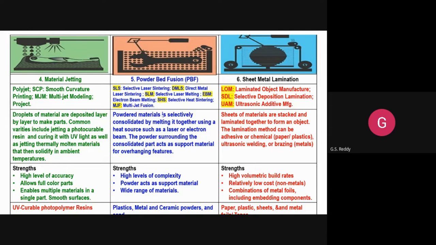The next one is sheet lamination. It's also known as LOM, laminated object manufacture, SDL, selective deposition lamination, and UAM, ultrasonic additive manufacturing. In this process, sheets of material are stacked and laminated together to form an object. The lamination method can be adhesive or chemical for paper and plastics, or ultrasonic welding or brazing for metals. The strengths of sheet lamination are high volumetric build rates, relatively low cost for non-metals, the combination of metal foils, and the combination of thin sheets, including embedded components. Paper, plastic sheets, and metal foils are the materials used for this process.